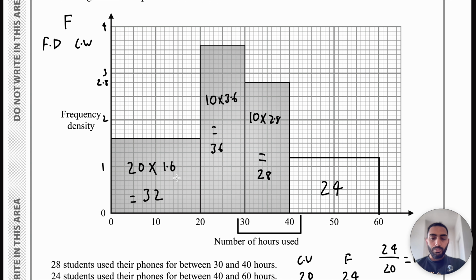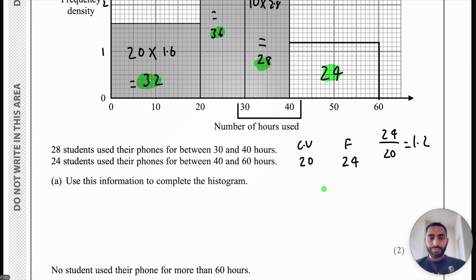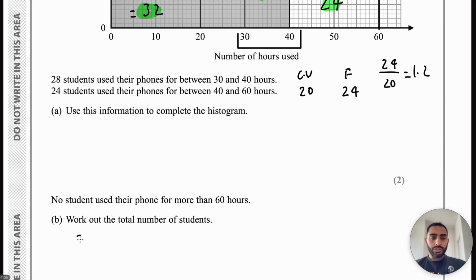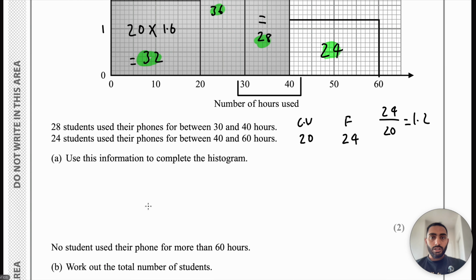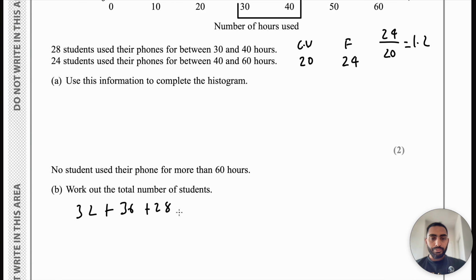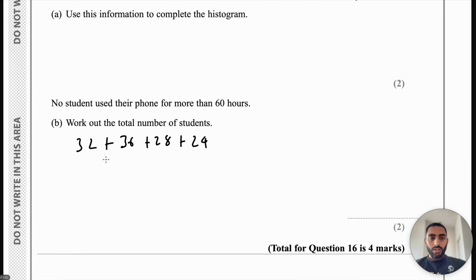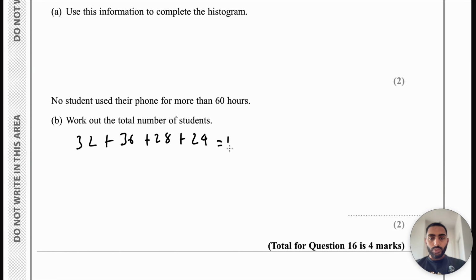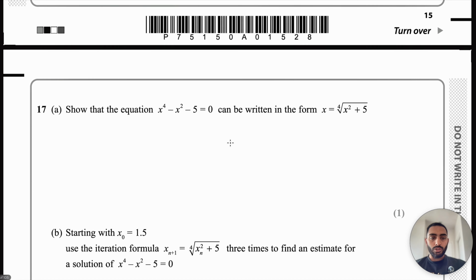All we need to do now is just add up all of these frequencies. So we're doing 32, add 36, add 28, add 24. And that would give you 120. So there's 120 students altogether.